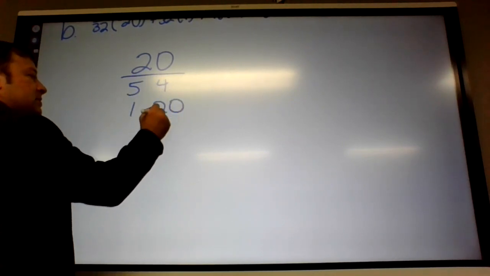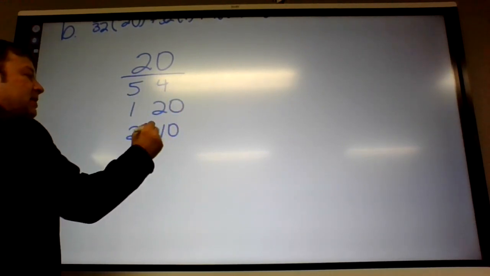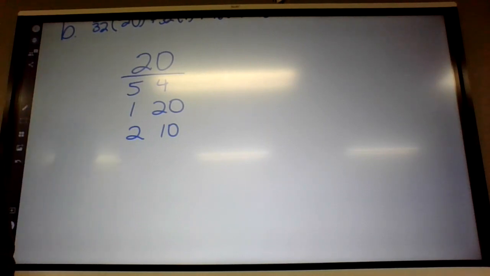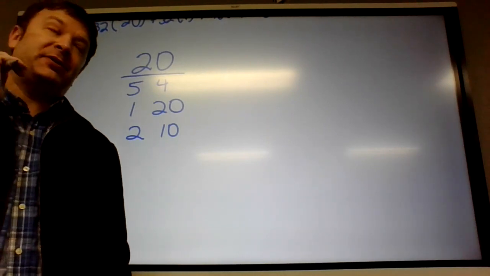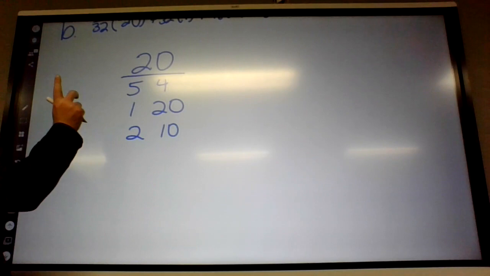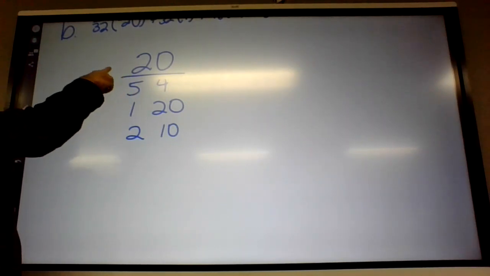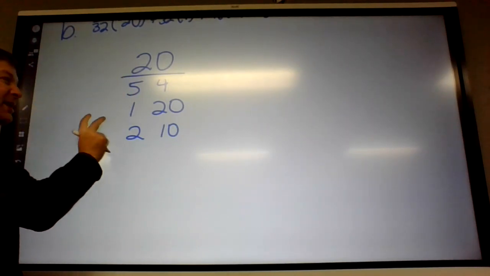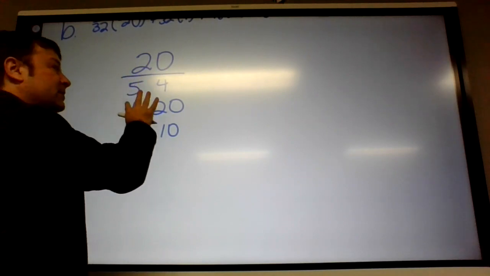Okay, 5 and 4. What else? 2 and 2. 1 and 20. 2 and 10, right? Okay, factors are things that multiply into something else, into the product. We're not really doing much of that. That's kind of a part of it, but this is like middle school factoring.